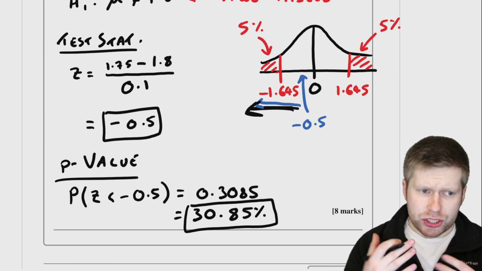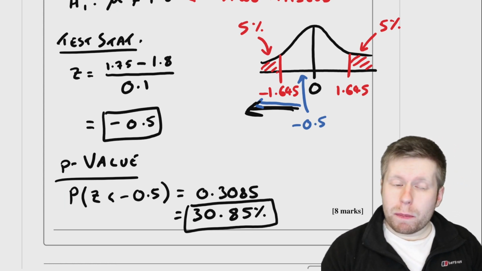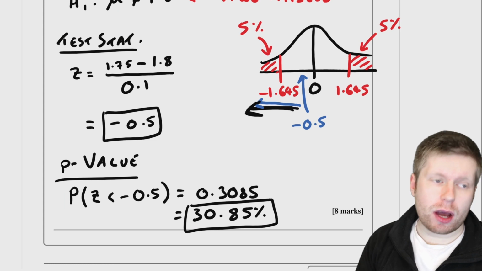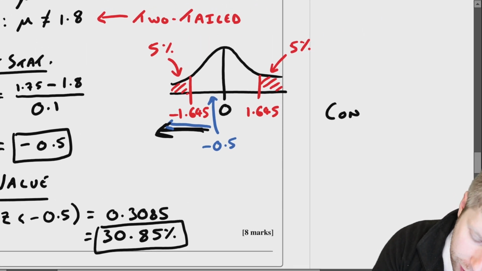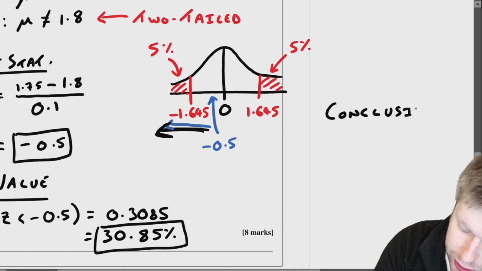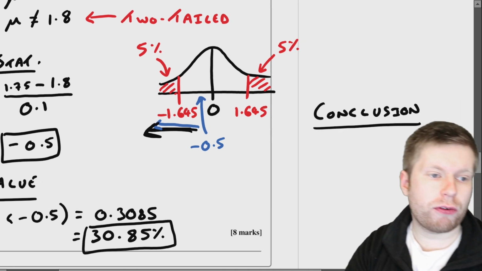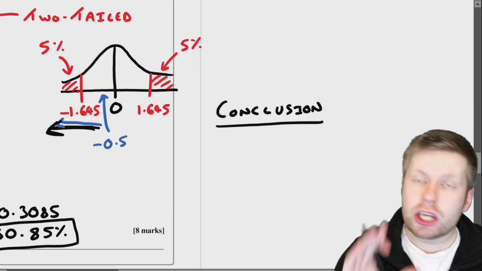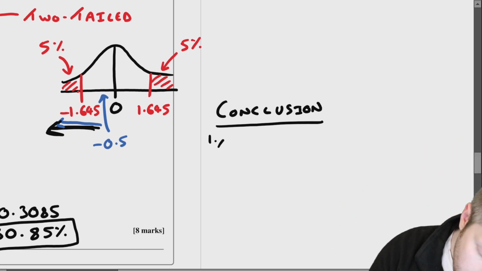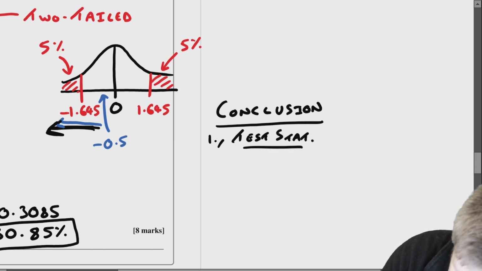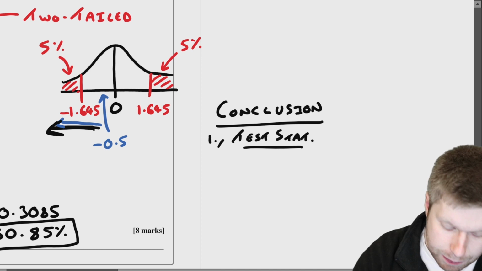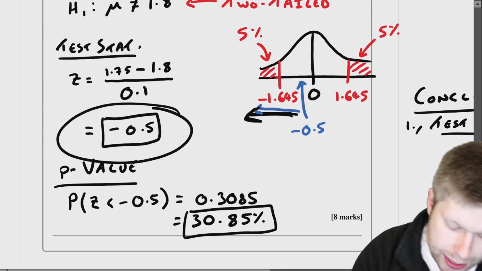Okay, so now I think we're in a position where we can actually put it all together and come up with a decent conclusion. People kind of freak out about writing conclusions of hypothesis tests, but I'm going to give you a 4-step recipe which you just follow and it should be straightforward. So number one, I'm going to give it in terms of the test statistic. First of all, I'm going to actually state what my test statistic is. So my test statistic I found to be negative 0.5.